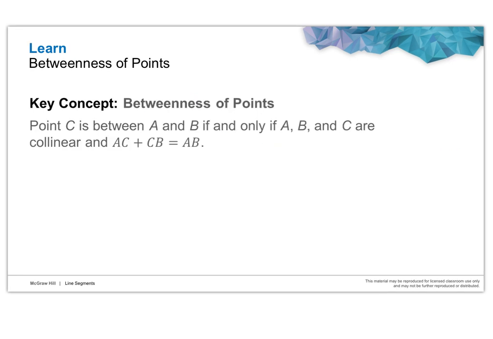So our key concept that goes with this concept of betweenness is that point C is considered between A and B if and only if A, B, and C are collinear and AC plus CB equals AB. Okay, so the two smaller parts added together equal the full length of segment AB. And that's important. Sometimes we're going to call this the segment addition postulate a little later on in the book, but this is the basis for that idea.